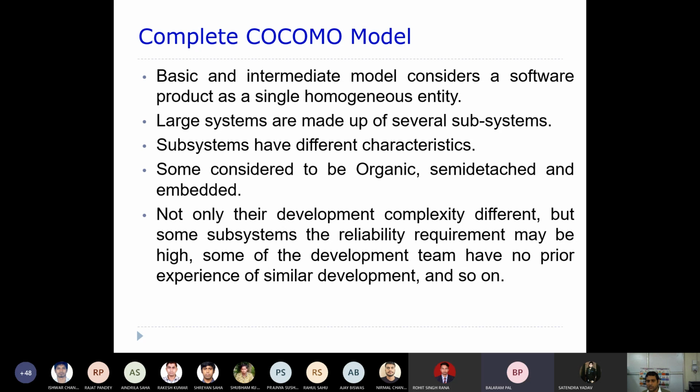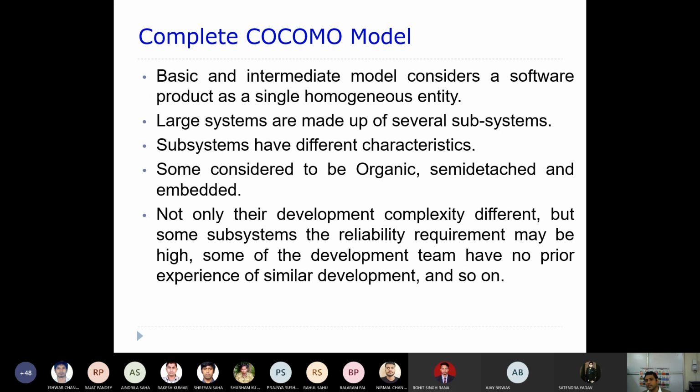So you have different complexity requirements. In terms of complexity, some of these subsystems might differ. In terms of reliability, they might differ: one subsystem has a higher reliability requirement, the other has a lower one. For one subsystem the people deployed have better experience, for another the people have somewhat less experience. So you need to take the subsystems individually and estimate the cost. This is exactly what is part of complete COCOMO.